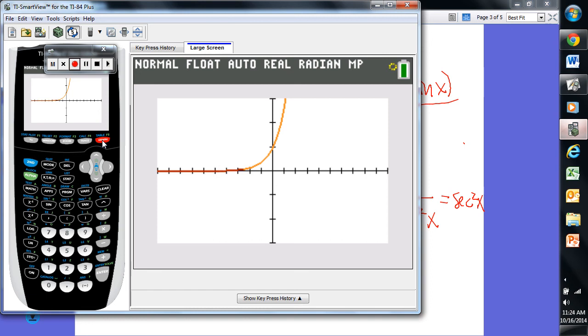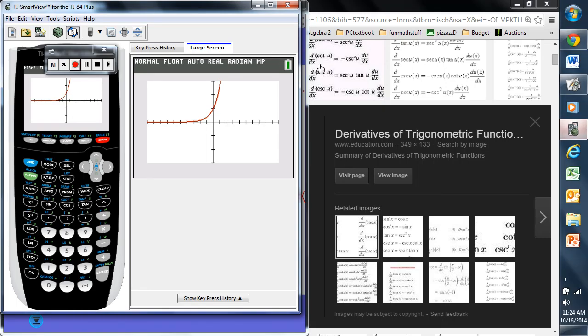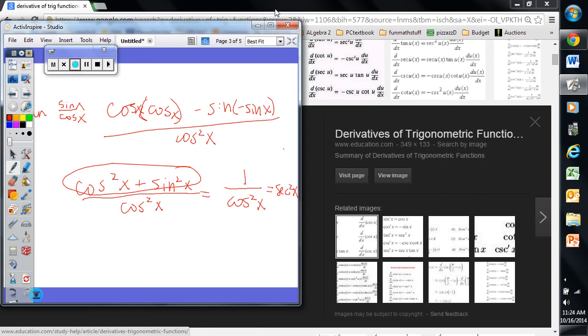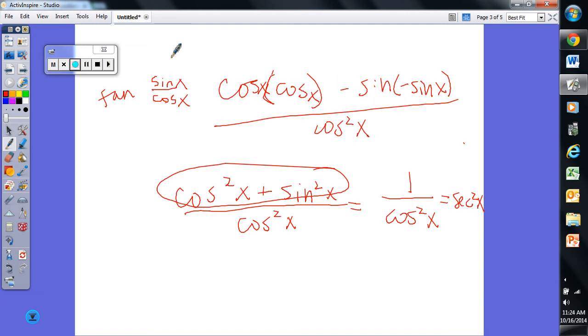Let's do a couple problems. Okay, get it? See it? Love it? Great. Flip my screen. I hope this isn't really messing with you terribly. Okay. Let's take some derivatives, shall we?